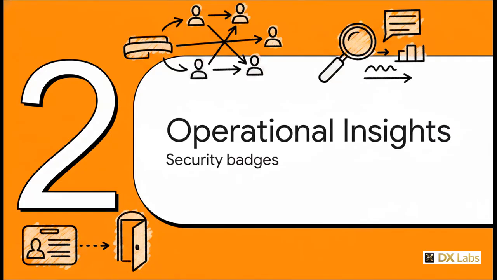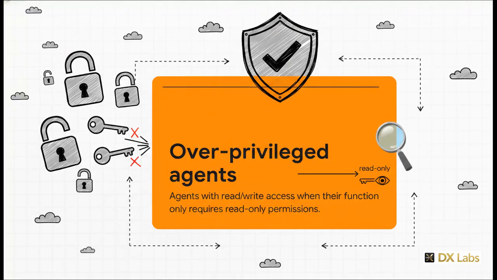Let's compare this to checking security badges. Imagine auditing a corporate employee's security badge, literally checking the logs of every single room they enter. Operational Insights do exactly this for AI, exposing where data flows and where your systemic risks are hiding.